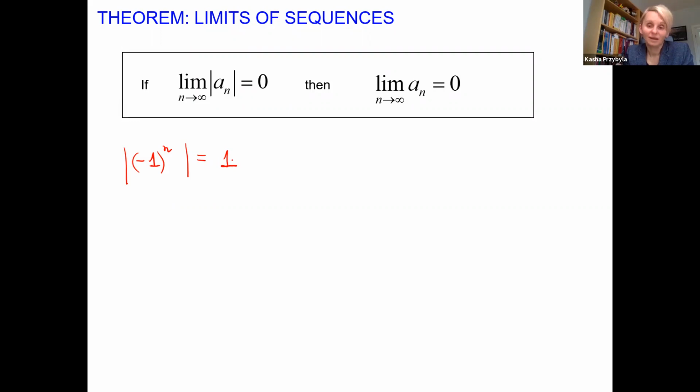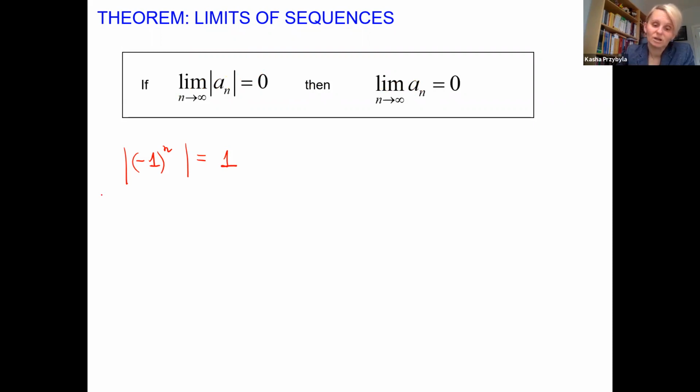That means taking the absolute value of the sequence and computing a limit. And if we get 0, and please remember, only 0, because I can show you later the common mistakes, how we kind of overuse this. If the absolute value of the sequence has limit 0, then the original sequence will also have a limit 0. That's just the property.